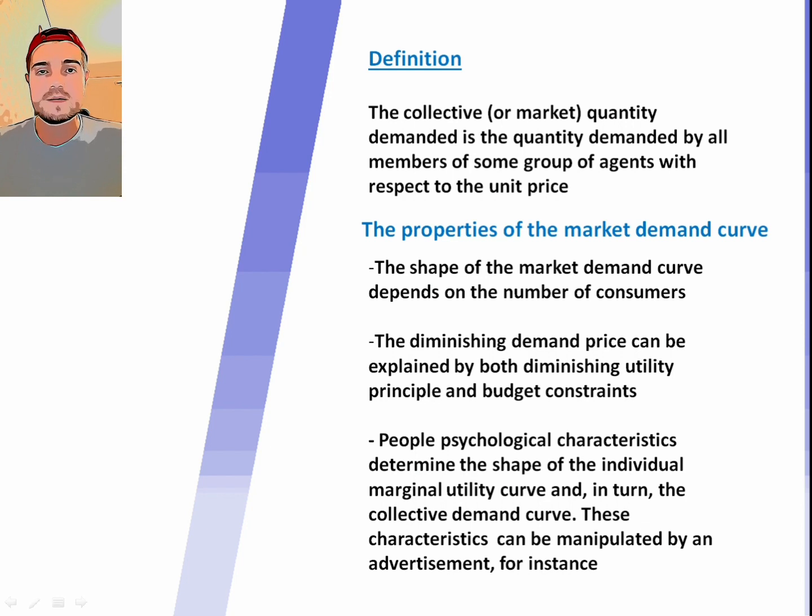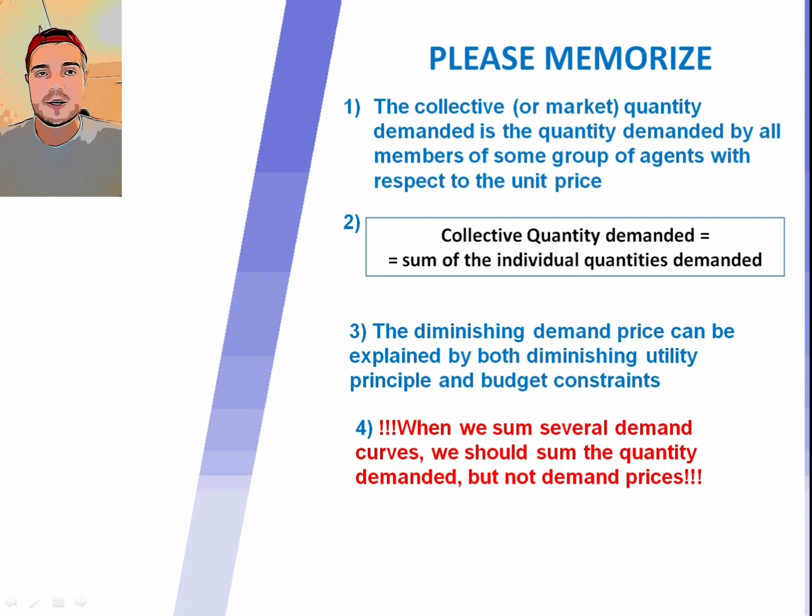Let's summarize what we know about the collective demand. The collective or market quantity demanded is the quantity demanded by all members of some group of agents with respect to the unit price. Collective quantity demanded means the sum of the individual quantities demanded. The diminishing demand price can be explained by both the diminishing utility principle and budget constraints. When we sum several demand curves, we should sum the quantity demanded, but not demand prices.